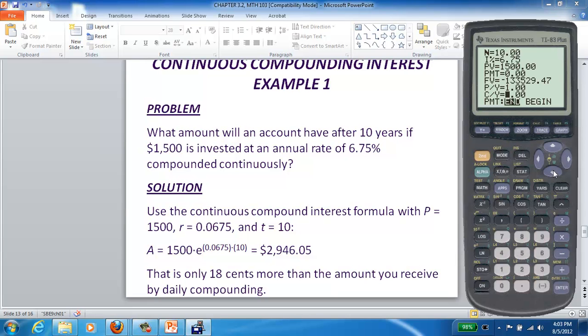We have to go to P/Y. P/Y will be 1, and C/Y, let's use 1 million. It doesn't matter if you use a million or 10 million. So let's go up to the future value, alpha, enter, and as you see, the answer is exactly the same. If we use the formula or if we use C/Y, 1 million, $2,946.05.